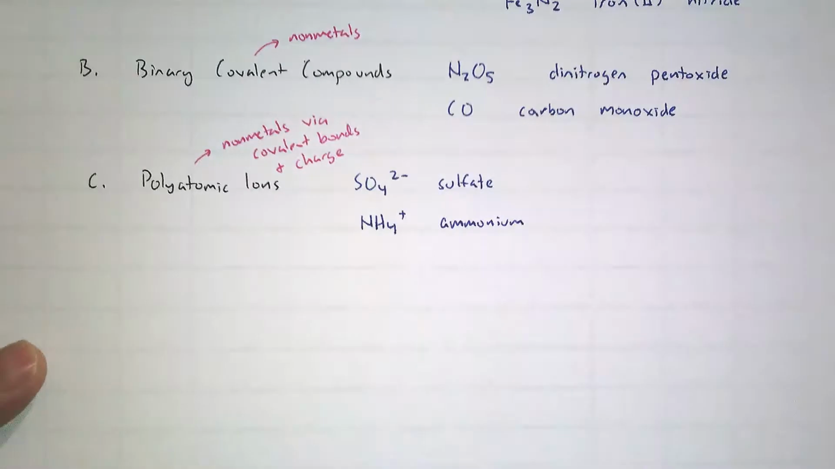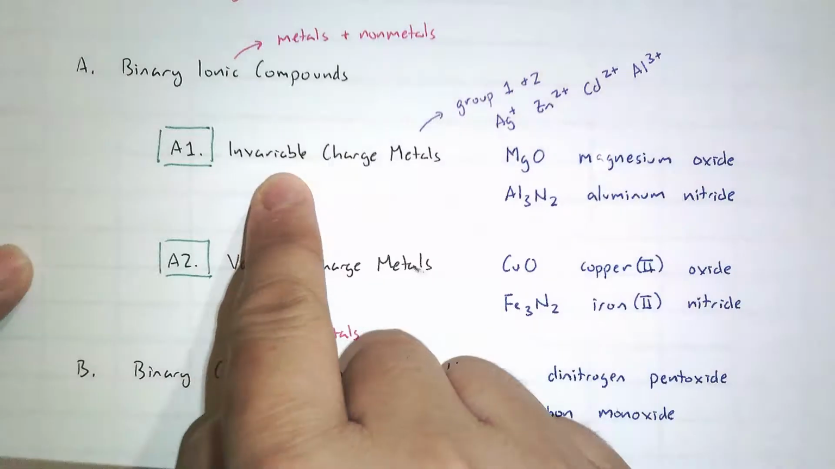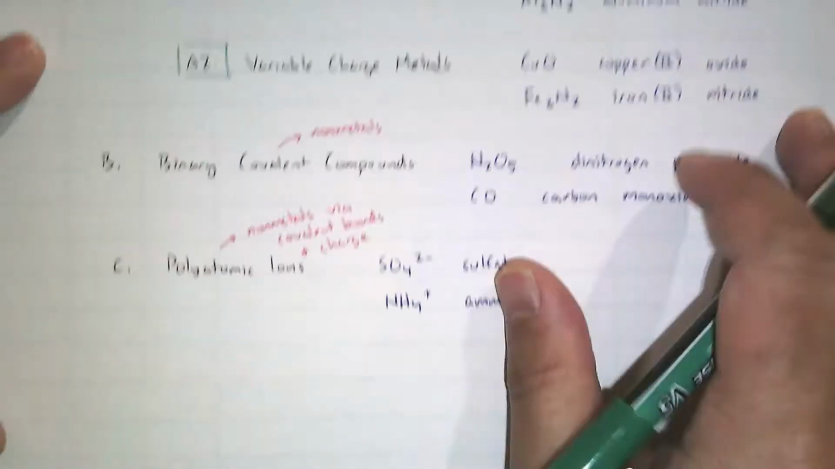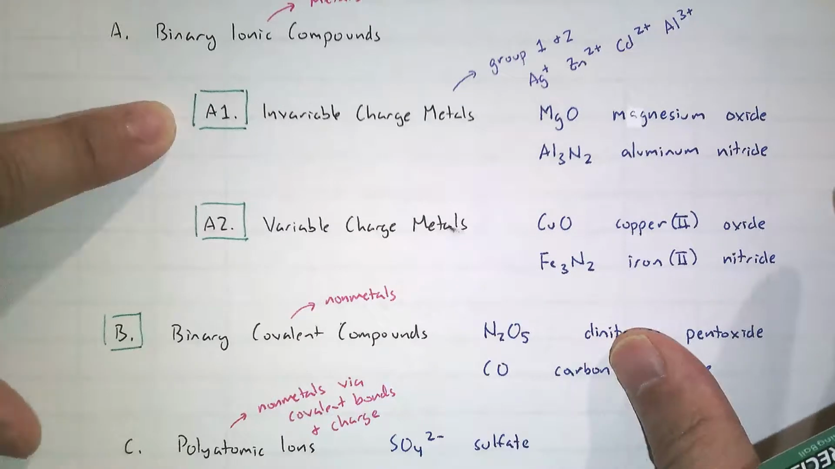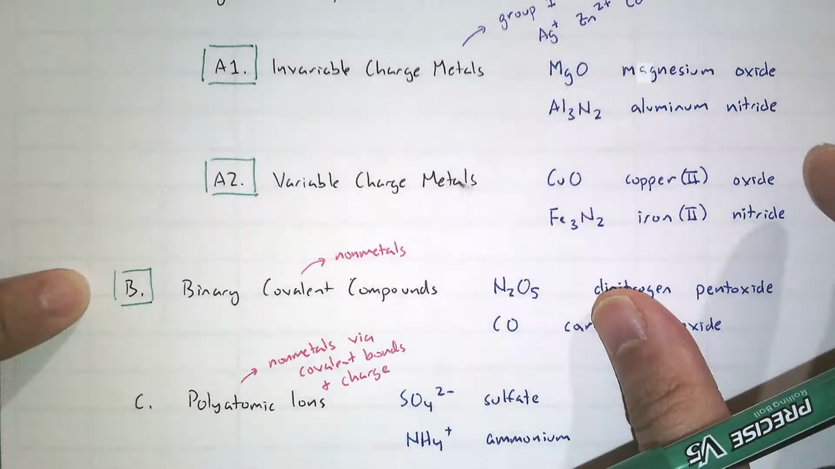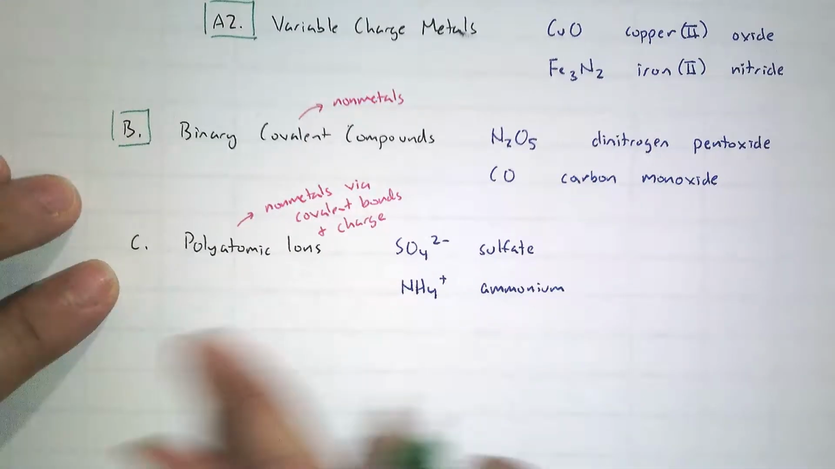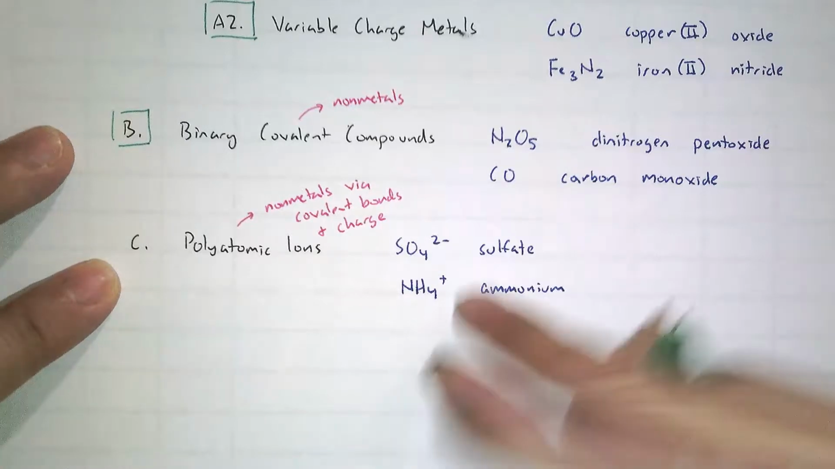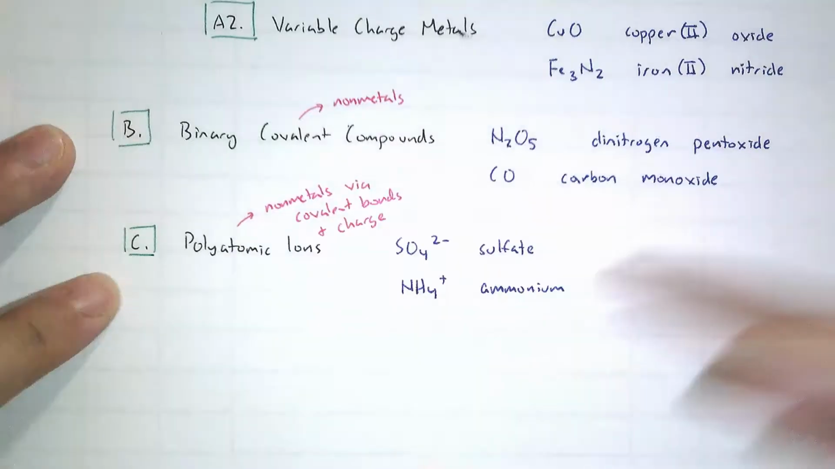But again, it's going to depend on whether we have invariable charge metals or variable charge metals, how these are named. Now, I forgot to put a green box around B because there's no subset for B. So far, our categories are binary ionic compounds A1, binary ionic compounds A2, and binary covalent compounds B. C is not, I wouldn't call it an ionic compound, not yet at least. It is covalent and is charged, so yeah, we'll put a box here. Obviously, you'll have to know how to name these.